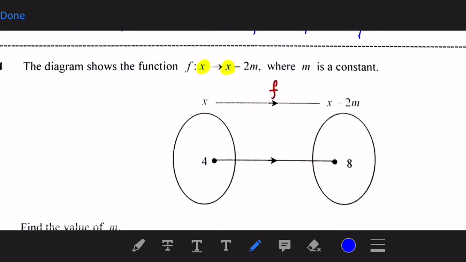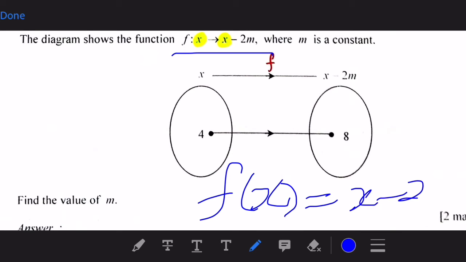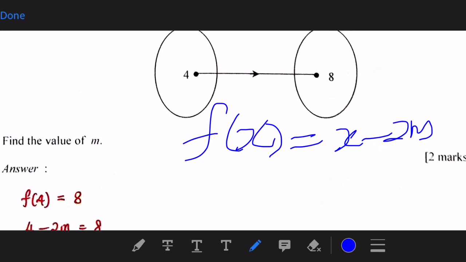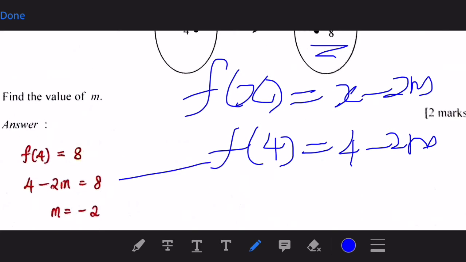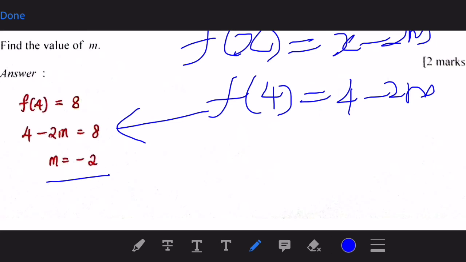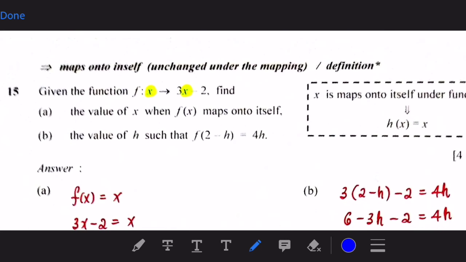Alright, so let's see this one. You have a function f(x) equal to x minus 2m. If you want to find the m, we write the equation first, right? So you plug in the 4, and then 4 minus 2m is equal to the image, which is 8. So that is how you solve it, and m is negative 2.